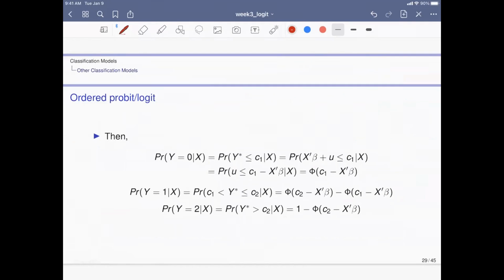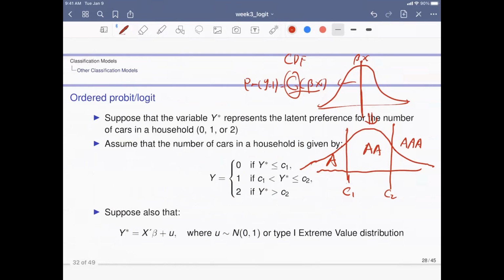Sorry to interrupt, I have a question. Those cutoffs are arbitrary, right? Yes, but it will be something that you estimate. These cutoffs are just like betas, so you need to estimate them.